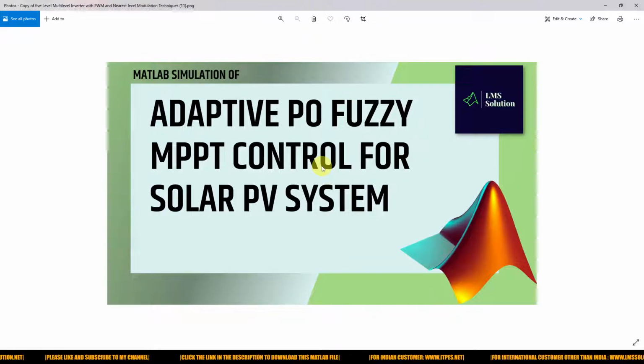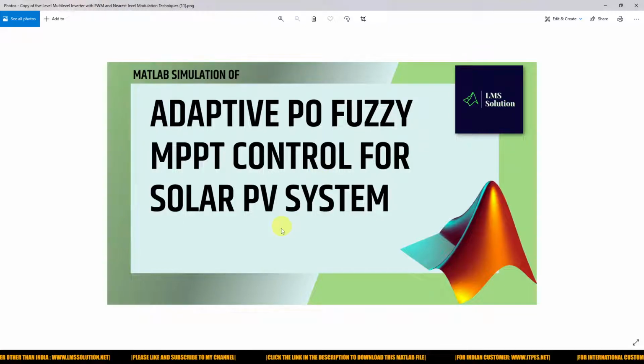And then the change of error is calculated by delaying that error by some memory block, and then you calculate the change in error. So now the fuzzy is receiving two inputs: one is error, another one is change of error. Based upon the error and change of error, the fuzzy logic controller is going to generate the duty cycle. So that is the concept behind the adaptive PO fuzzy MPPT algorithm for solar PV system.